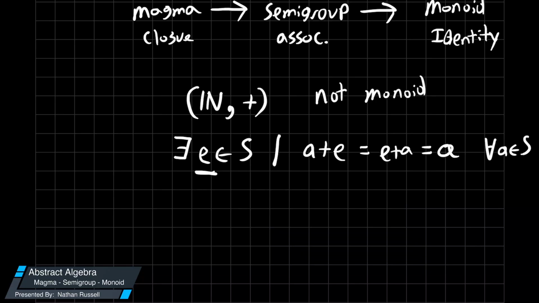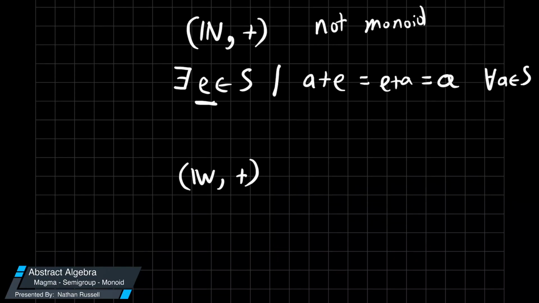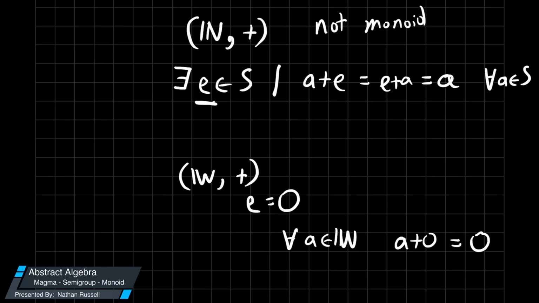Not a monoid. However, if we take the set of whole numbers and we look at traditional addition, then notice that 0, the identity element, is basically 0. So that means that for all A in the set of whole numbers, A plus 0 equals A. Okay? So the natural numbers does not have an additive identity, specifically 0.